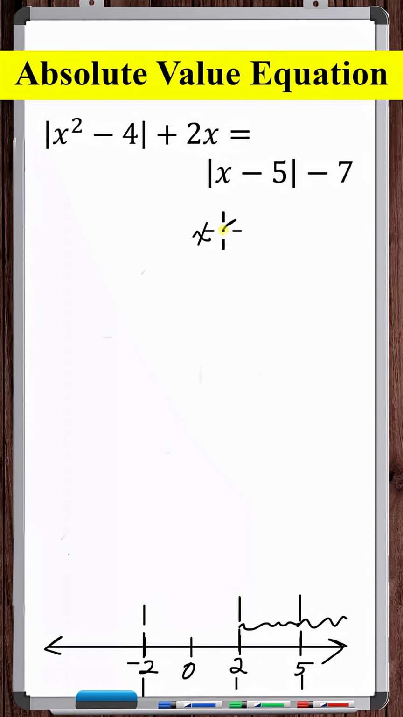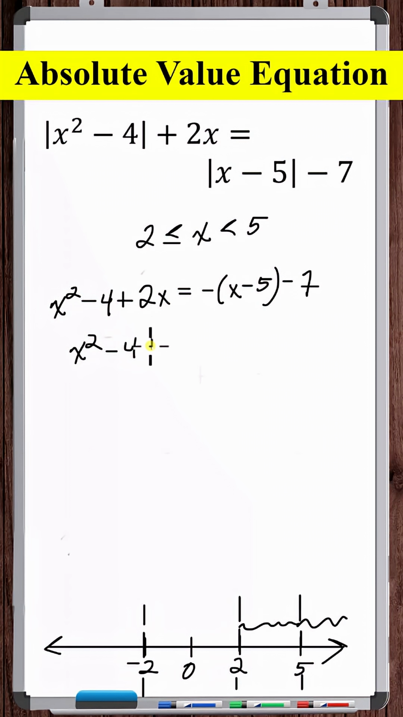Now let's check this region. When x is less than 5 or greater than or equal to 2. In this case, x squared minus 4 is positive or 0, so we can just remove the absolute value. And x minus 5 is always negative, so we can remove the absolute value and put a minus sign out front.